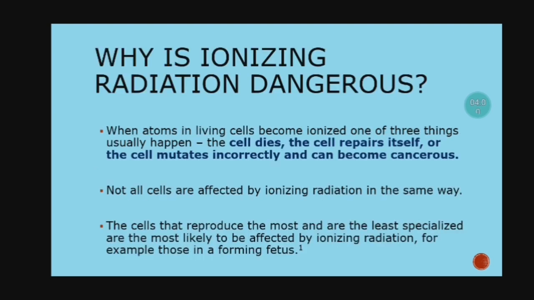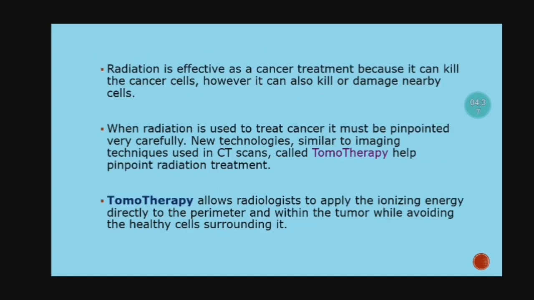So why is ionizing radiation dangerous? When atoms in living cells become ionized, one of three things usually happens. The cell dies, the cell repairs itself, or the cell mutates incorrectly and can become cancerous. Not all cells are affected by ionizing radiation in the same way. The cells that reproduce the most and are the least specialized are the most likely to be affected by ionizing radiation, for example, those in a forming fetus.